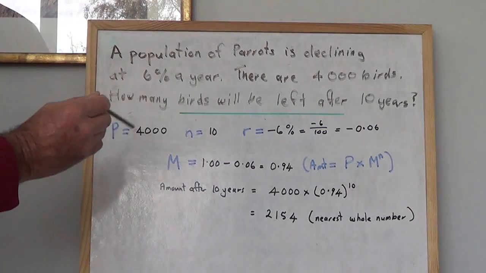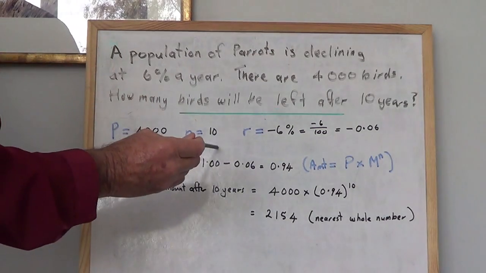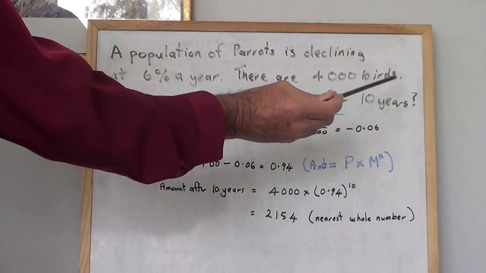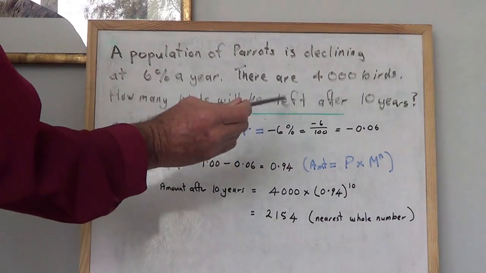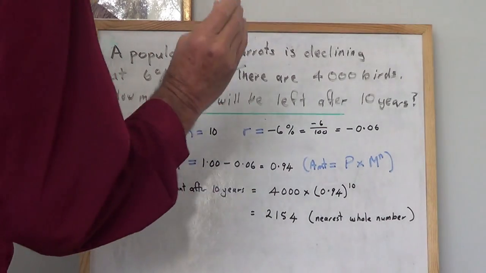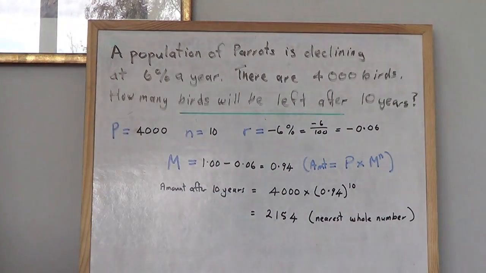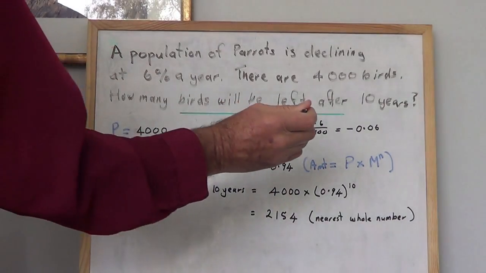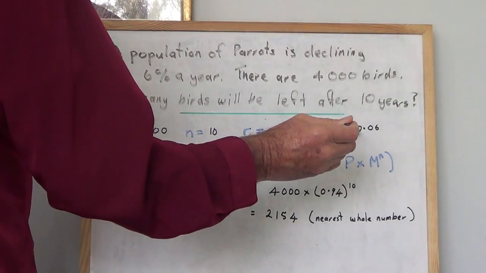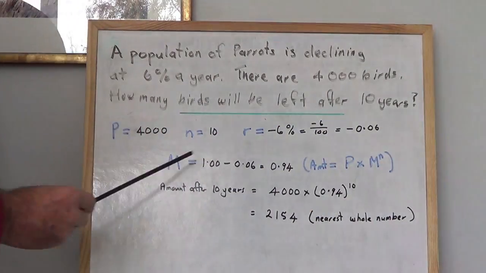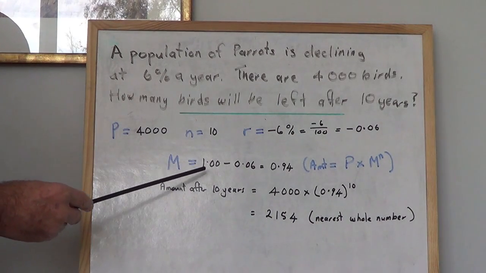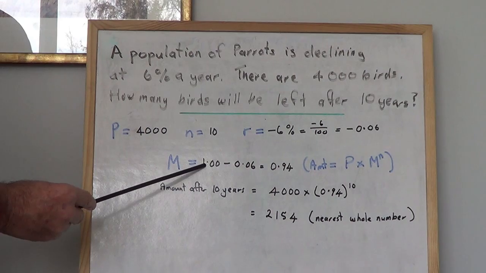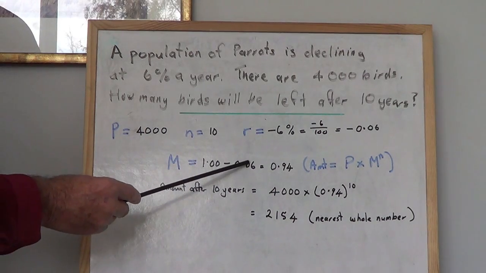The principal is 4,000. N is going to be the 10 years. R is 6%. Actually, it's declining, so it's minus 6%. So it's going down. So that becomes minus 6 over 100, which is minus 0.06. Now what I've done is I've written M, the first part, 1 as a decimal, 1.00 minus 0.06, which will give you 0.94.